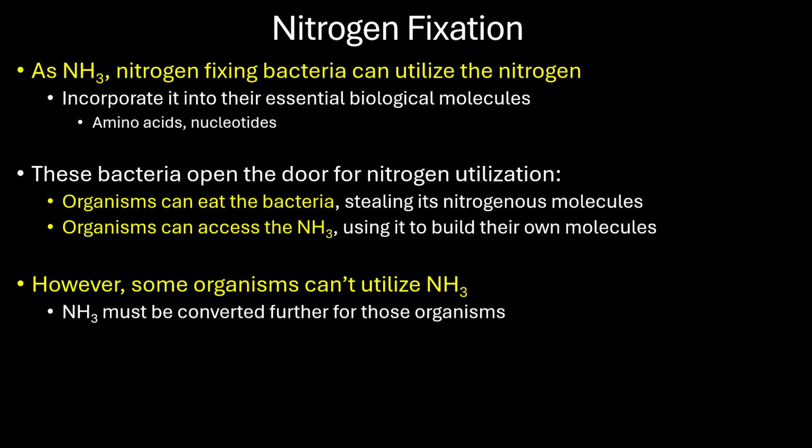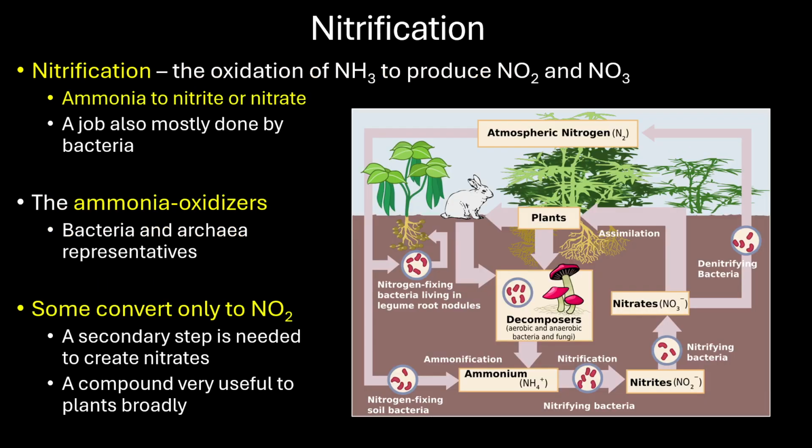Sometimes that material is just simply let go and released into the environment at times. Sometimes a bacterium dies and is not eaten, and the stuff gets seeped out into the soil or the ground or the groundwater, right? And so it can become a resource that is utilizable. But at the same time, some organisms can't actually use ammonia. And instead, ammonia has to be converted further into something else in order to be used by these organisms.